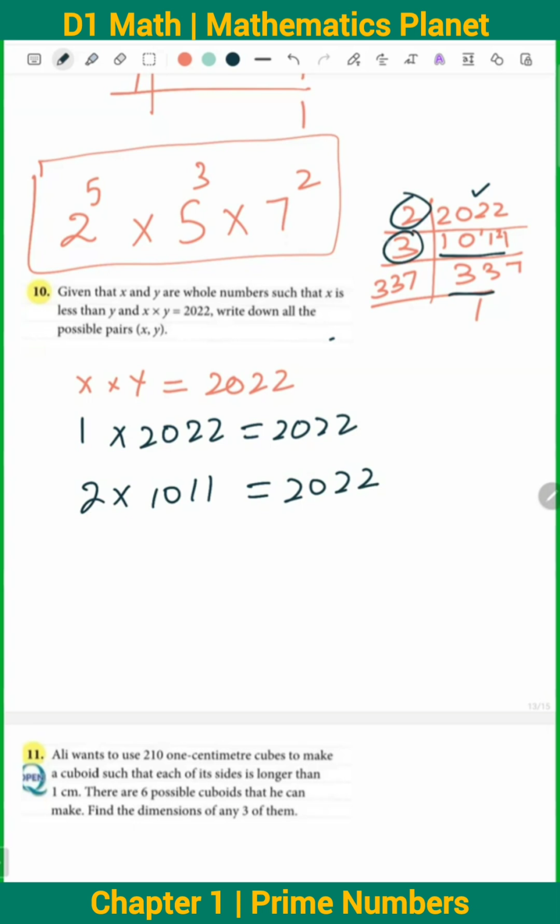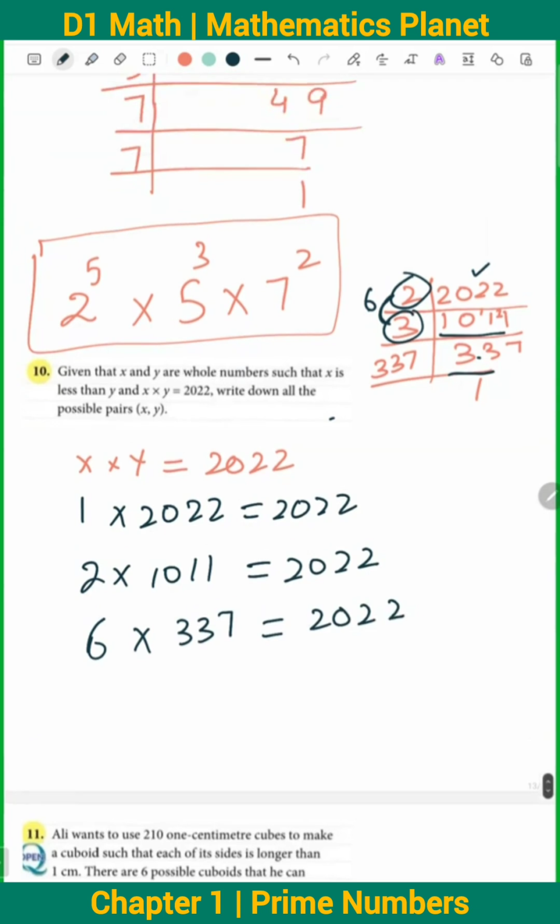No, 3 times 2 is 6. 6 multiplied by 337, because the product will come over here. 6 times 337 will give you 2022. And we can take the product like this: 3 times 337 multiplied by 2 is 674. Will give you 2022. So let's see how I made the pairs.